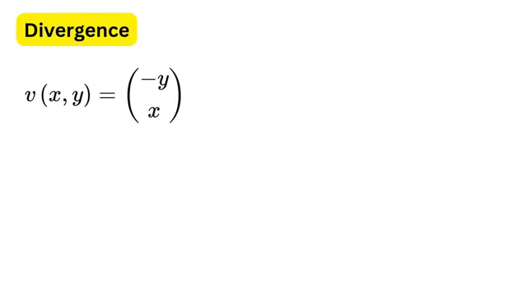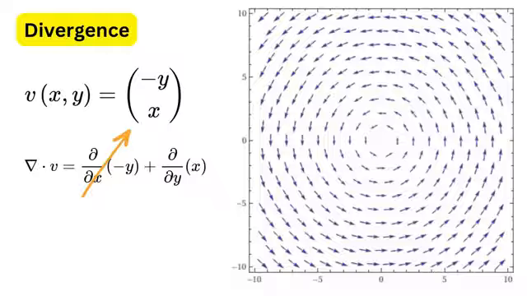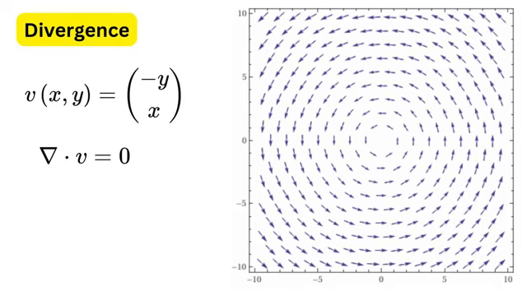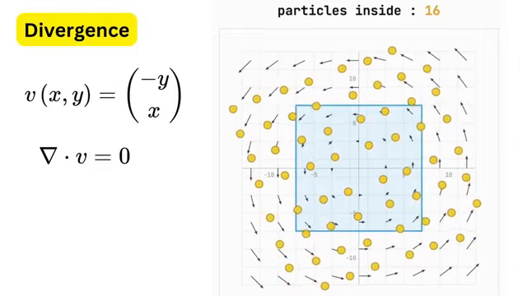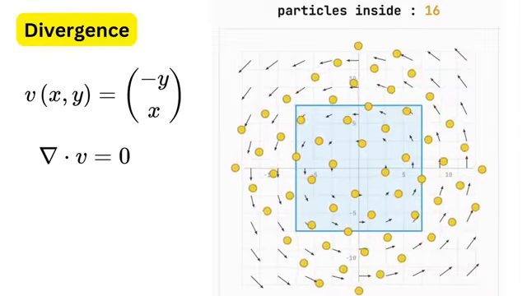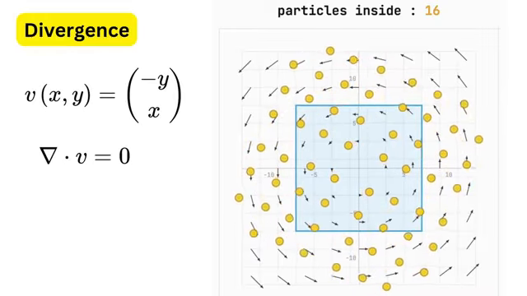Then let us look at a field where the first entry is minus y and the second entry is x. On a graph, this vector field will look like this. The partial derivative of minus y with respect to x is 0, and the partial derivative of x with respect to y is also 0. So the divergence is exactly 0. In this scenario, the fluid is simply rotating in a circle. If the number of particles entering the region equals the number leaving, the density stays the same, and the divergence is 0. This tells us that even though the fluid is moving, it is not spreading out or packing together.